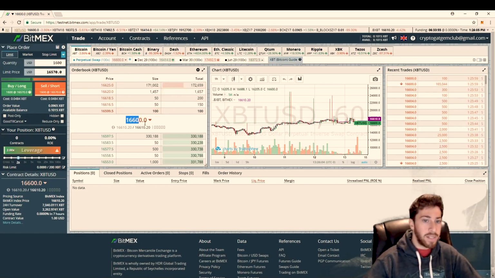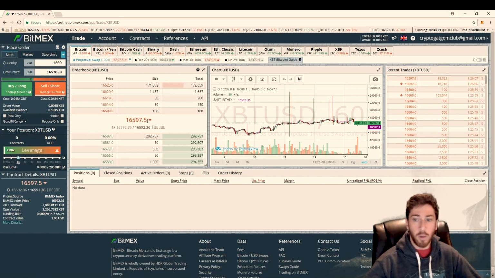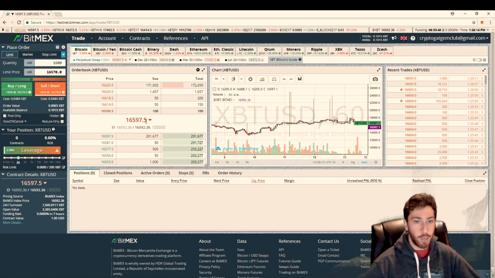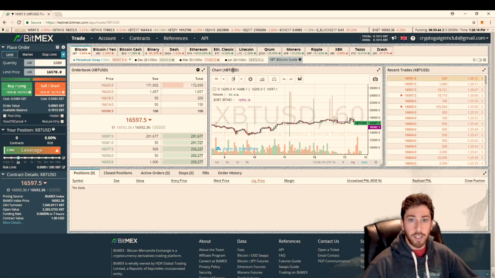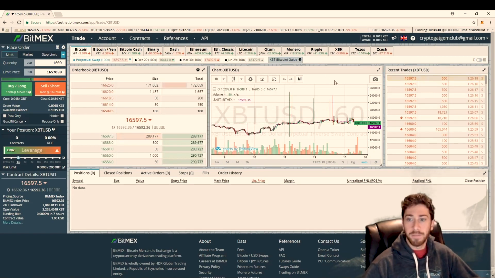So the basic UI, this is the contract price, which is pretty much equivalent to the Bitcoin price. There's a 1 or 2% difference sometimes, but for this tutorial, we're going to use contract price and Bitcoin price interchangeably. Right here is a Bitcoin chart. It has different intervals, some basic indicators, everything you really need.